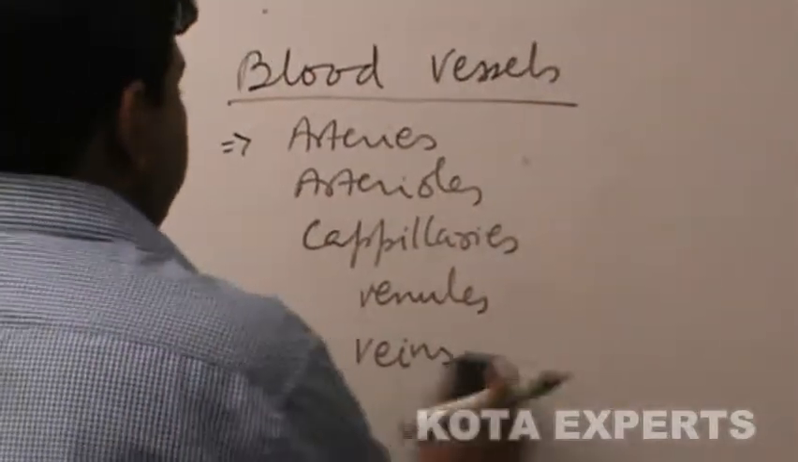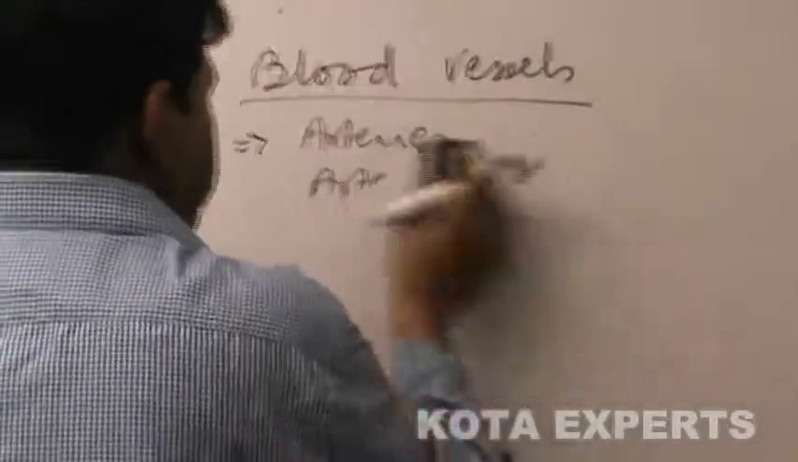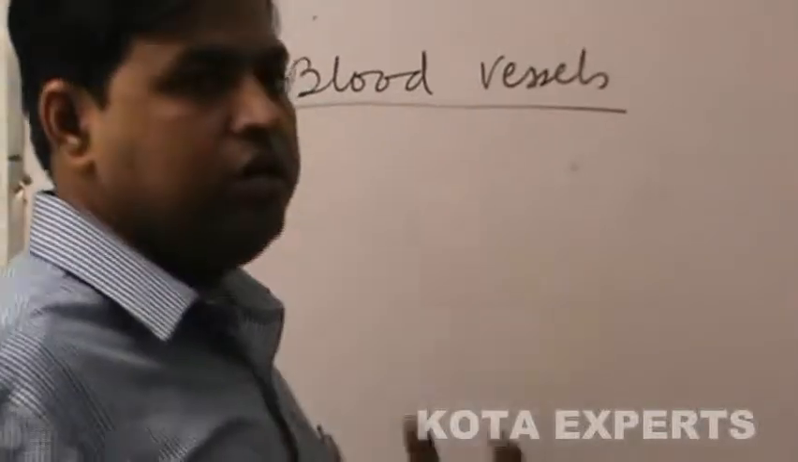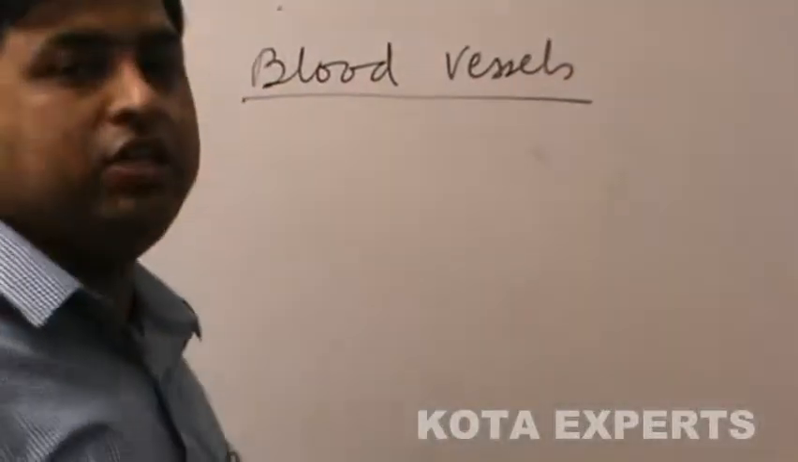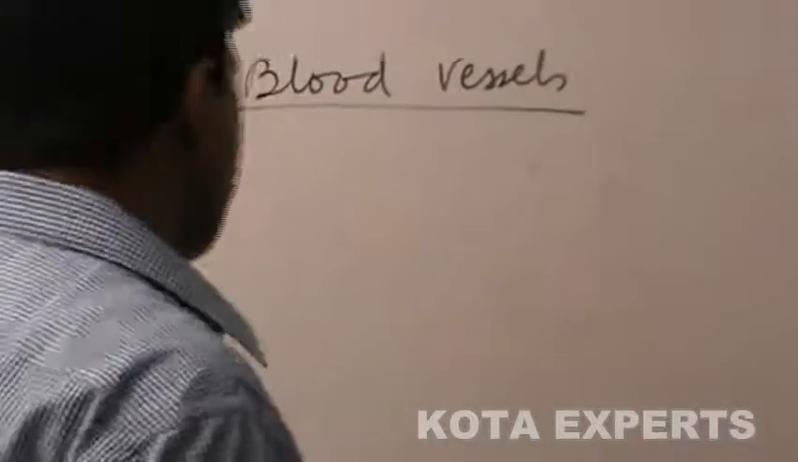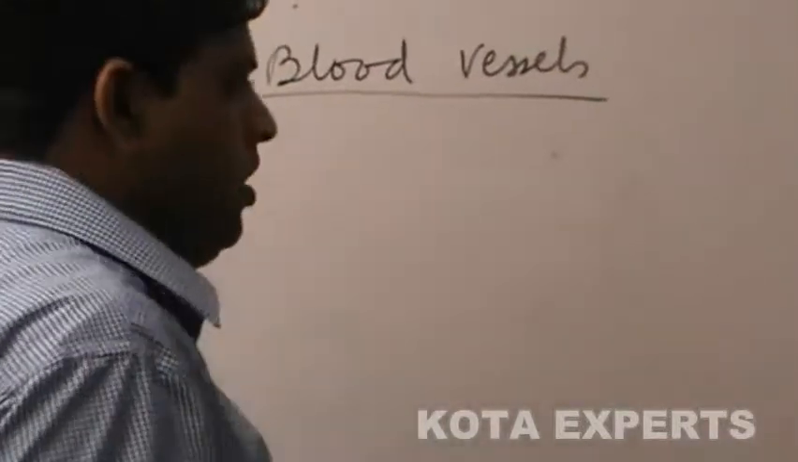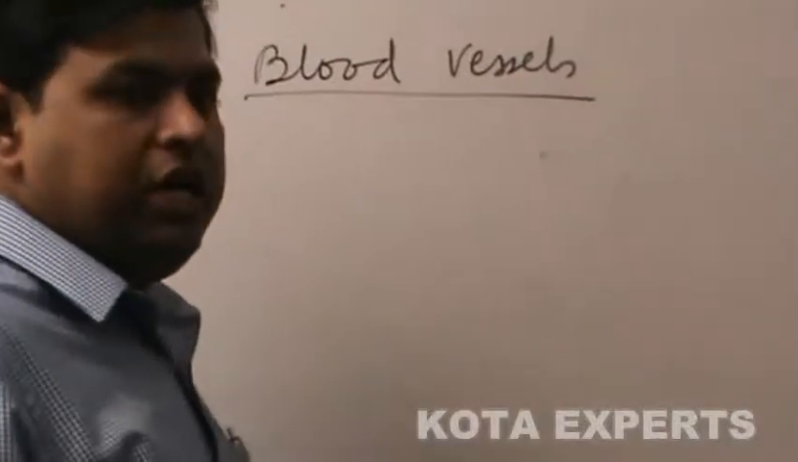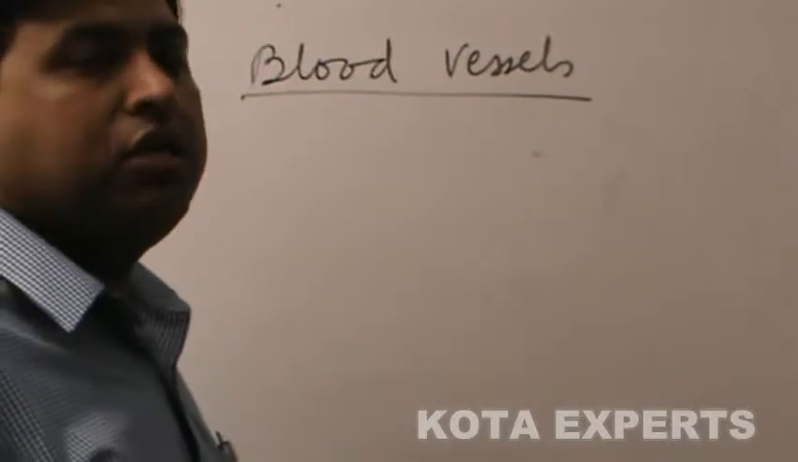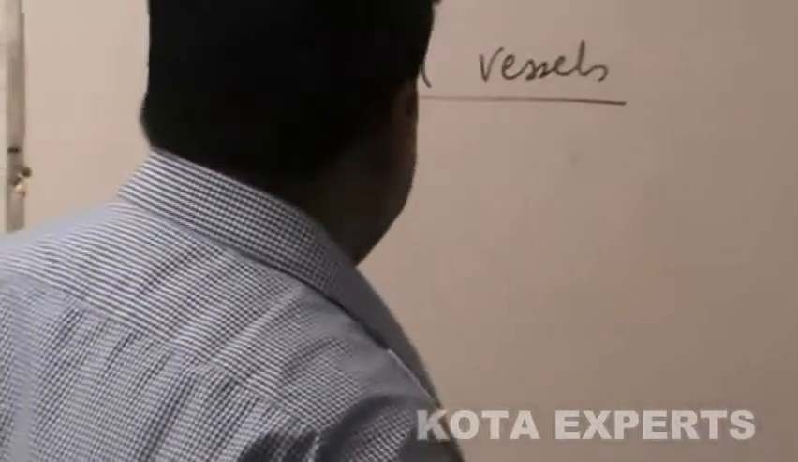Now generally arteries contain oxygenated blood and veins contain deoxygenated blood, except the pulmonary artery and pulmonary vein. The pulmonary vein contains oxygenated blood and the pulmonary artery contains deoxygenated blood.